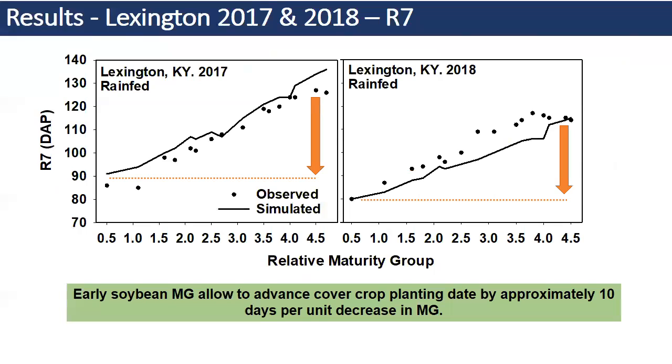So in this graph, we plotted in the x-axis the relative maturity group, and in the y-axis, the R7, the physiological maturity date, in days after planting. The dots are the observed value measured in the field, and the line is the simulated value. So we can see that when planting an early season soybean, we are able to advance physiological maturity date, advancing cover crop planting date, by approximately 10 days per unit decrease in maturity group.